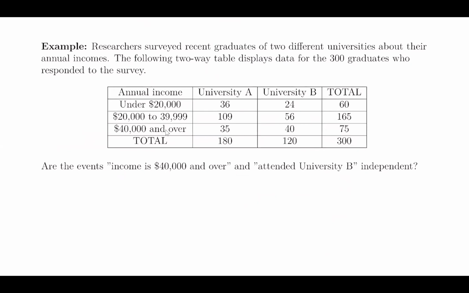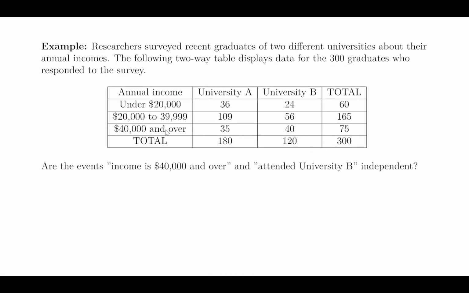For this one, say researchers survey recent graduates of two different universities about their annual income. The following two-way table displays the data for the 300 graduates who responded to the survey. We have people who went to University A and University B, and we have their annual income: under 20,000, 20,000 to 39,999, and 40,000 and over. The question says, are the events income is 40,000 and over and attending University B independent?